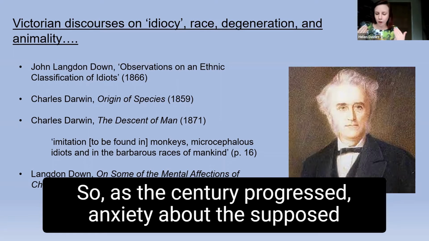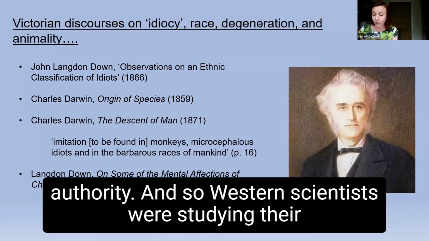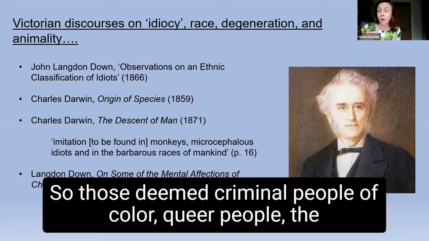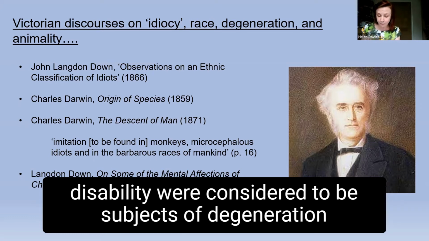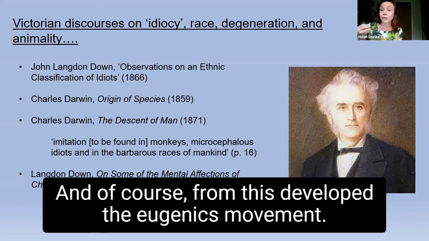As the century progressed, anxiety about the supposed deterioration of the human race gained increased medical authority. Western scientists were studying their own populations for traces of what they termed regression. Those deemed criminal, people of colour, queer people, the poor, and of course, people with both physical and cognitive disability were considered to be subjects of degeneration who needed to be managed in some way. And of course, from this develops the eugenics movement.